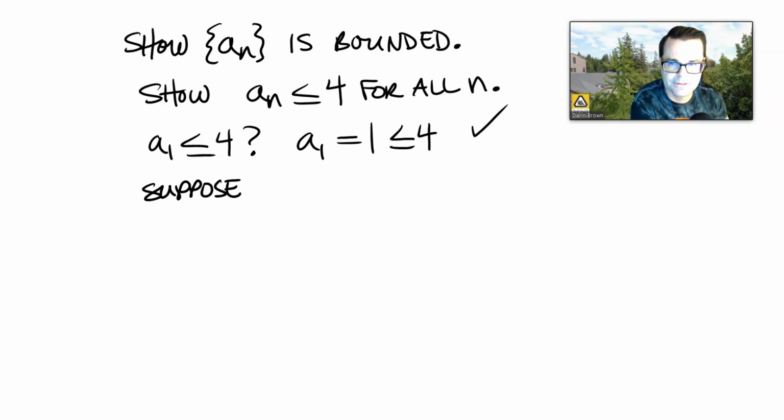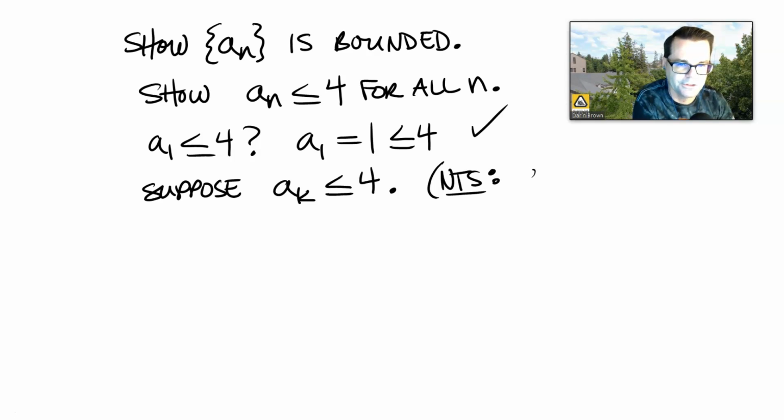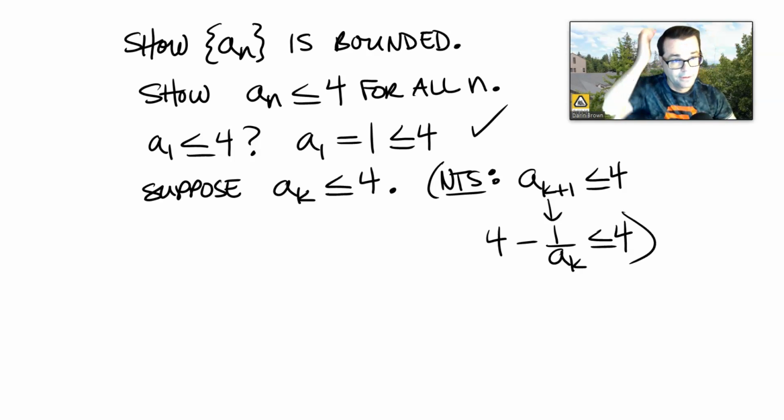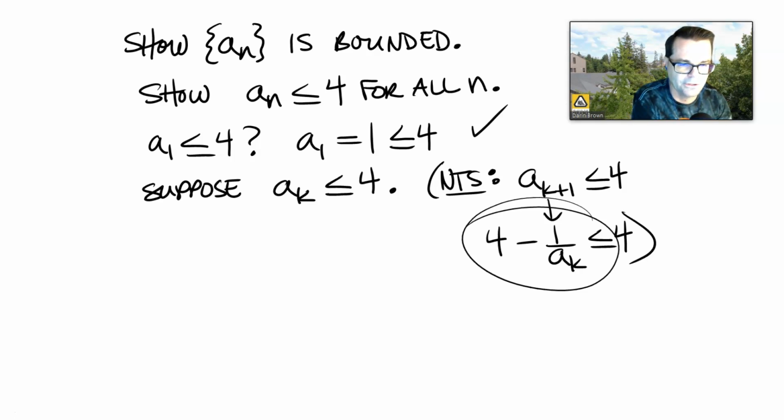Now we're going to suppose that a sub k is less than or equal to 4. Okay, now again, on the side, let's see, what do we need to show? We need to show the k plus first term is less than or equal to 4. Remember that k plus first term is 4 minus 1 over a sub k. We need to show that's less than or equal to 4. This part is not nearly going to be as bad as the increasing because we're just going to play around with the inequalities. If you look at this, I can kind of see exactly where I need to go.